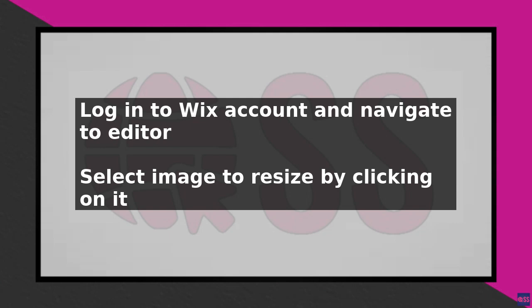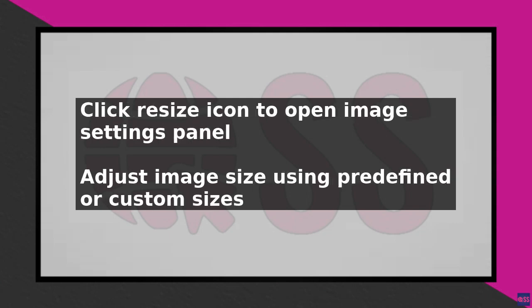Click on the resize icon, which looks like a small square with arrows on the sides. This will open the image settings panel where you can adjust the image size. You can choose from predefined sizes such as small, medium, or large, or enter a custom size by typing in the exact pixel dimensions. It is essential to consider the aspect ratio of the image when resizing to avoid distortion.